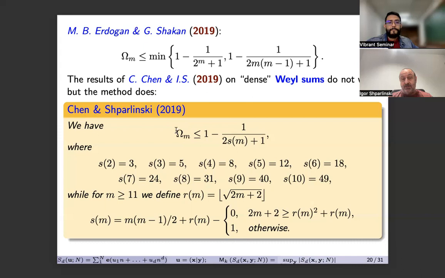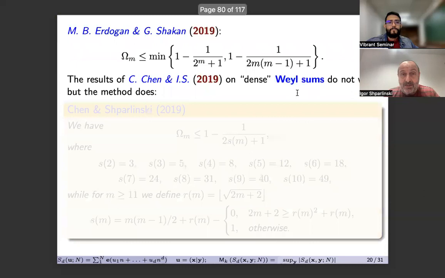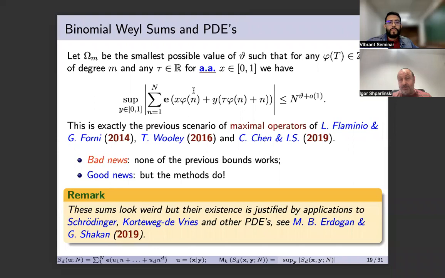Okay, so this brings the question. We know that this quantity omega m admits a non-trivial estimate. But what's the truth here? And here we don't really know much. Sorry, can you recall what omega m is? Omega m is, okay, it's the best that we can say about this two parametric equation. We maximize over y, take sup over y.